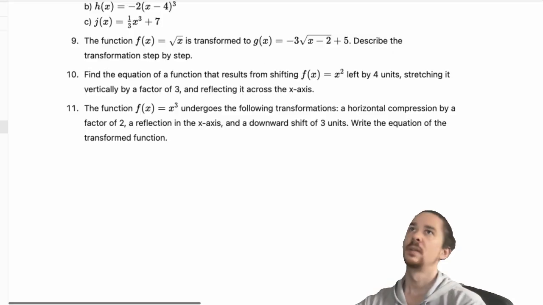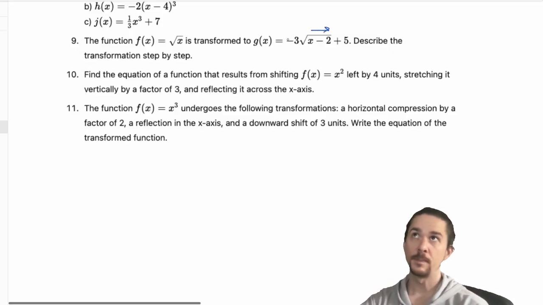For question 9, here we're shifting it by 2 in the positive x direction. We're flipping it upside down, we're stretching it, scaling it by a factor of 3, and then we're going to move it by 5 in the positive y direction.